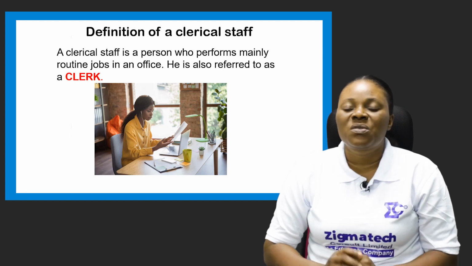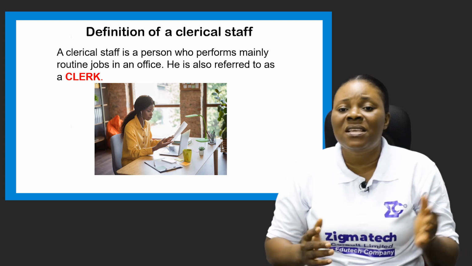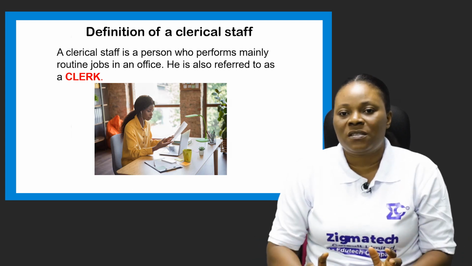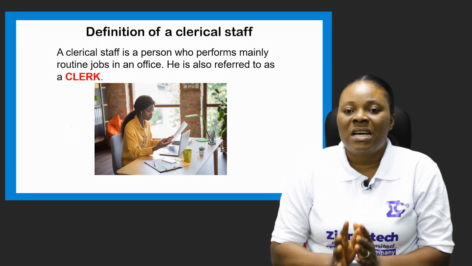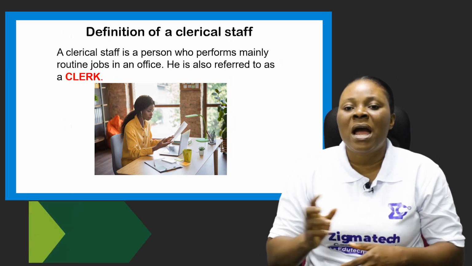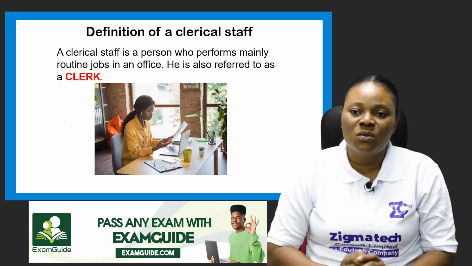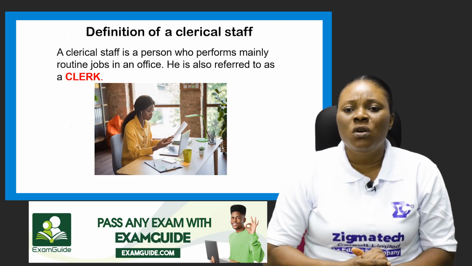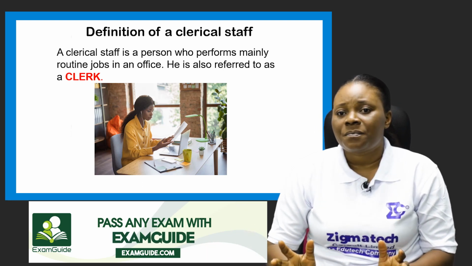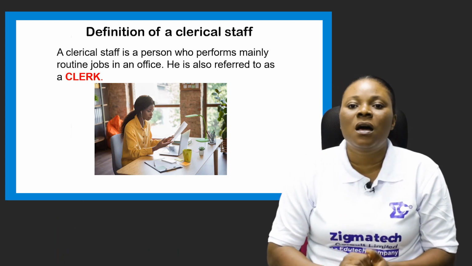What do we refer to as routine jobs? They are jobs or activities that are carried out on a daily basis in an office. So you need someone to work in an office or to help you carry out those routine jobs, and this person is referred to as a clerical staff. A clerical staff can also be referred to as a clerk. So another name you can give to a clerical staff is a clerk.